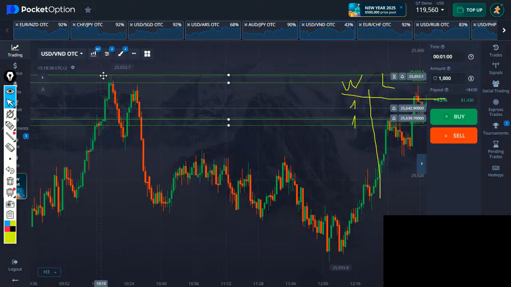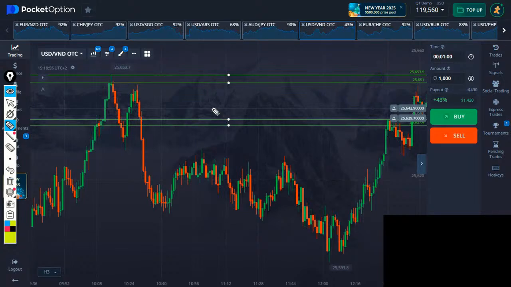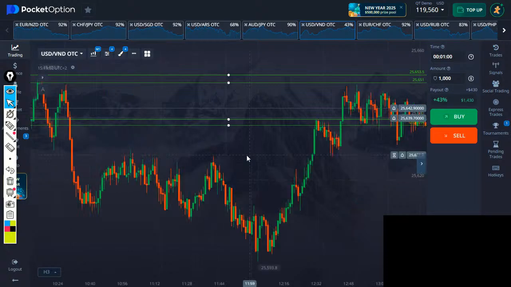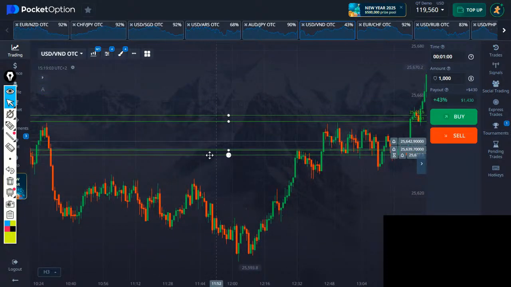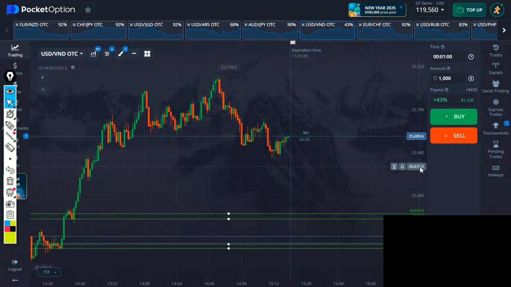So you mark your zone, price falls back, comes back up. You can take your sell trade 1 minute or 2 anywhere in this area over here. 1 or 2 minutes, no problem. So till now we have three winning trades back tested.